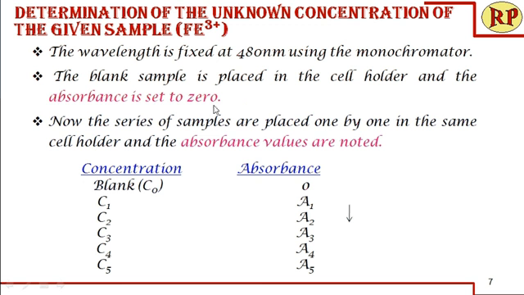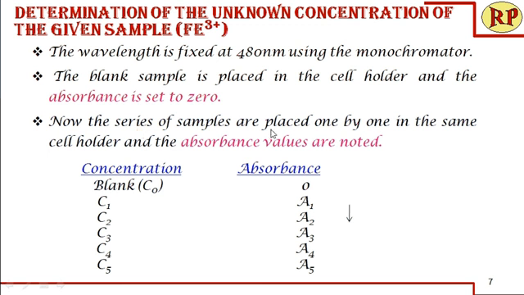Now, as I said, if any impurities are present in any of the additives or even the water, it will be nullified, because we are not taking any of the ferric chloride solution in this first blank sample. So we set the absorbance value to 0. And now the experiment becomes very simple.